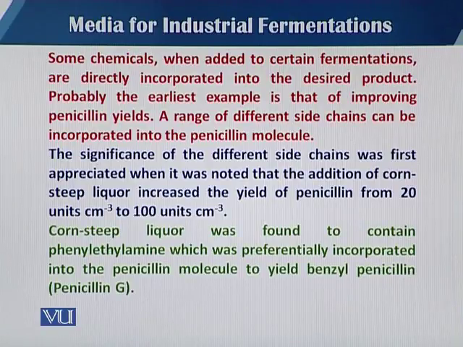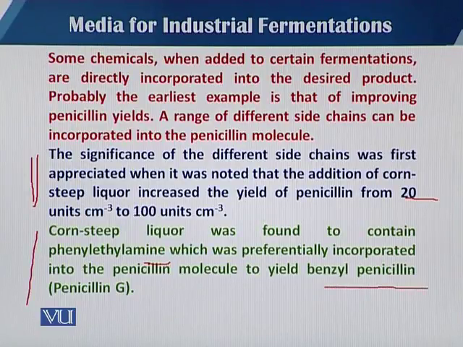As the significance, you can see in this paragraph that the significance of different side chains was first appreciated when it was noted that addition of corn steep liquor, CSL, increased the penicillin from 20 units to 100 units. So the addition of the corn steep liquor acts as the precursor for the better production of penicillin. Why? The corn steep liquor was found to have a certain compound called phenylethylamine, which was preferentially incorporated into the penicillin molecule to yield benzyl penicillin, which is normally known as penicillin G.